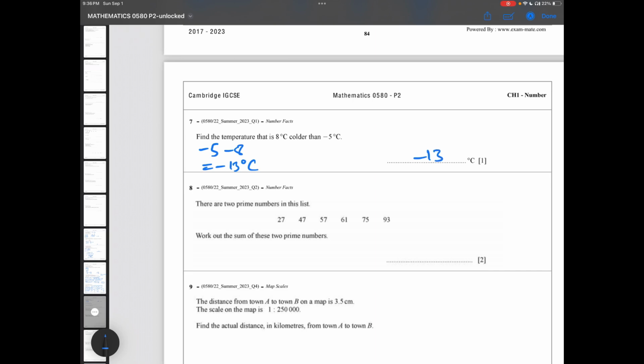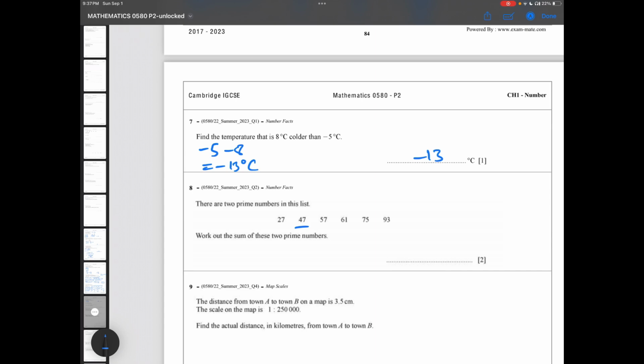The next question is, there are two prime numbers in the list. We have to work out the sum of these two prime numbers. The numbers are 27, 47, 57, 61, 75, 93. A prime number means any number that has two factors. So 27 is not a prime number as it comes in the table of 3, 1 and 27 itself. And the next number is 47. And 47 only comes in the table of 1 and 47. So the first prime number over here is 47.